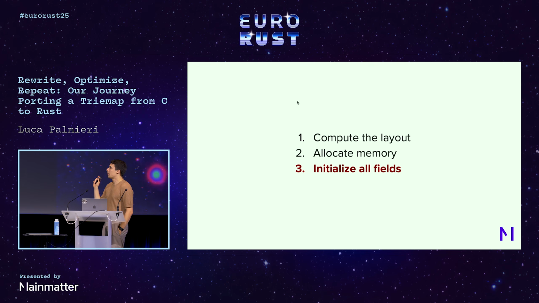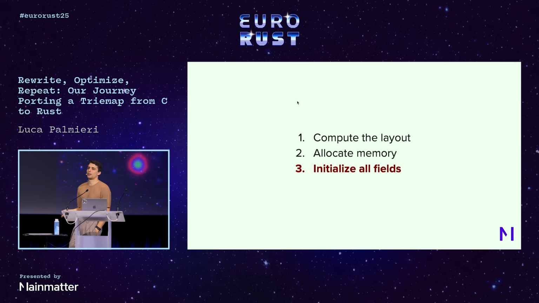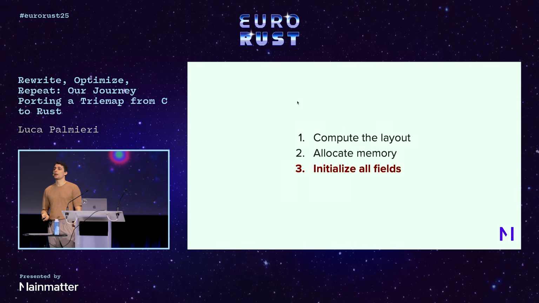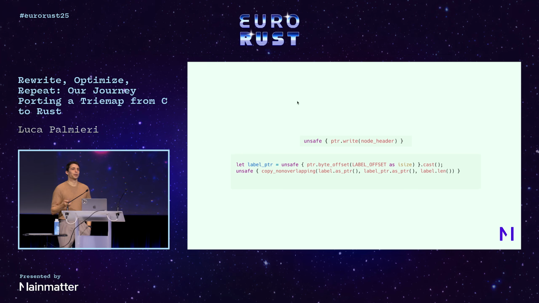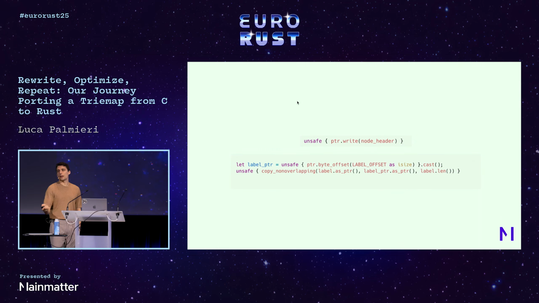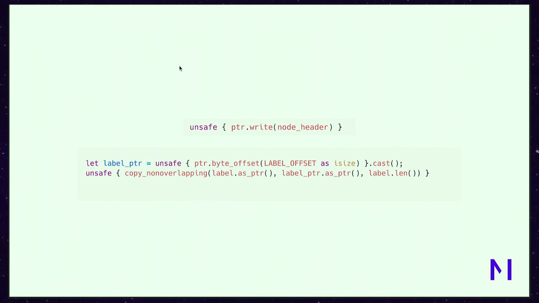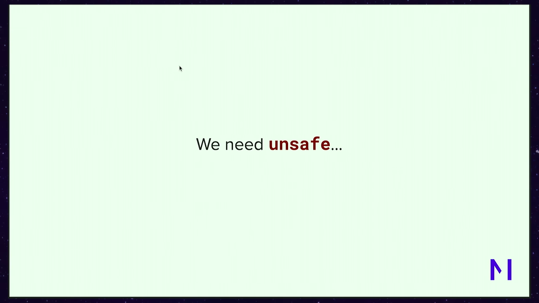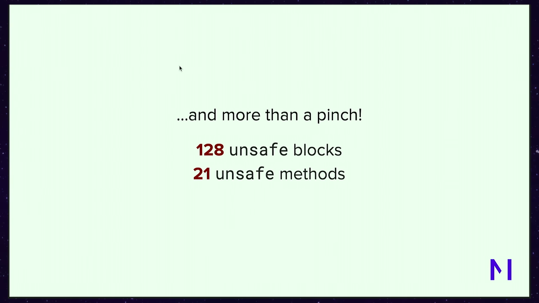So far, so good. But all the memory that we got is garbage. It's uninitialized memory. We can't do anything with it until we have initialized it. And how do you initialize it? Well, with a lot of pointer operations. So you pointer-write the header, then you offset to the right point and you write the label. Then you offset to another field, write it, etc., etc. In the easy case, like a new node, this is tedious. In the complicated cases, like a node split or a node merge, this is very tricky. Which means that we do need unsafe, and we need more than a pinch of it. So the final implementation has 128 unsafe blocks, as well as 21 unsafe private methods. That's a fair amount of unsafe.